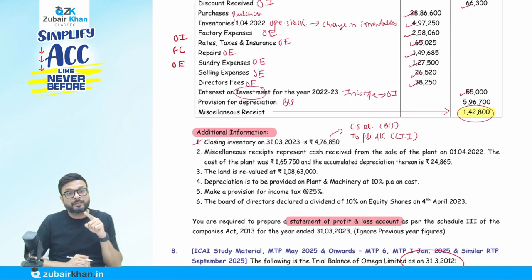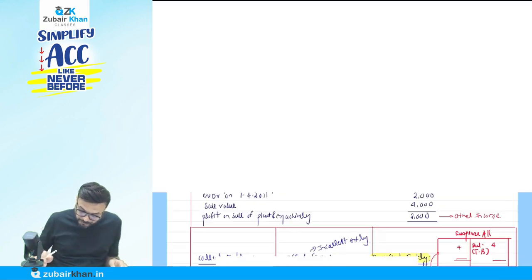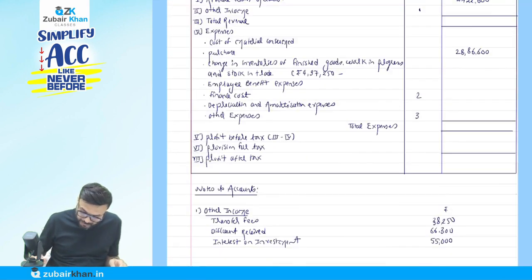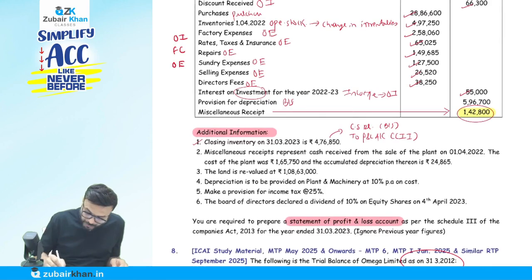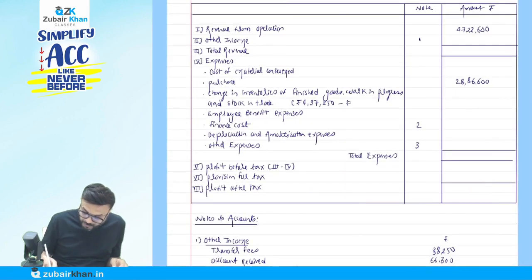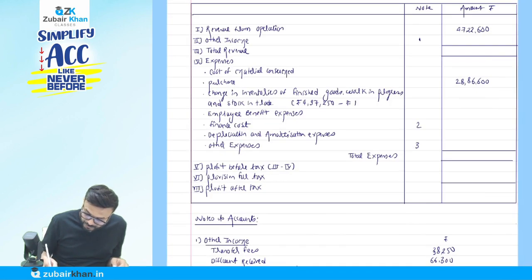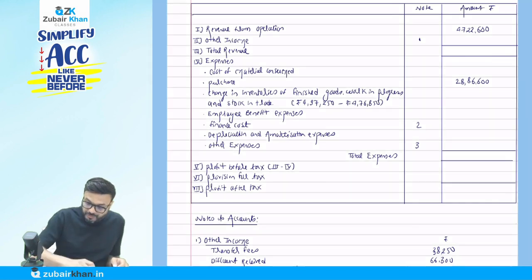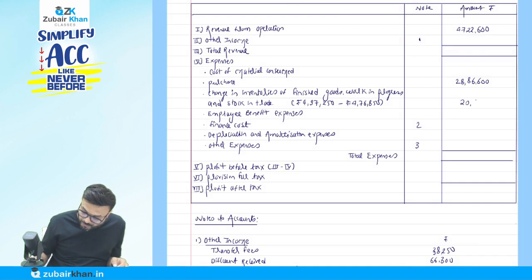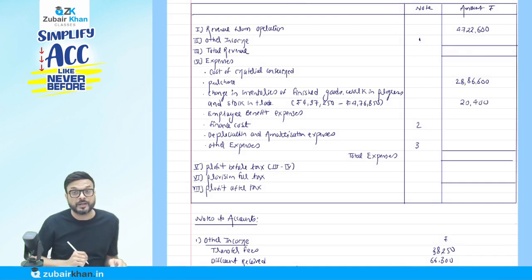So we have to deduct it from the opening stock in the change in inventory. Go to the P&L account and write it down there. We'll write down here how much it is: 4,76,850. Okay. So 4,97,250 minus 4,76,850. How much is it? It is coming 20,400. Okay, write down there 20,400.